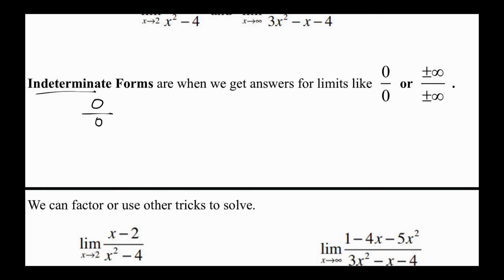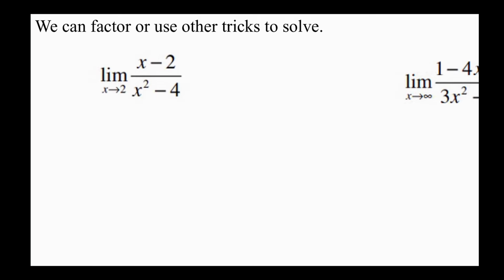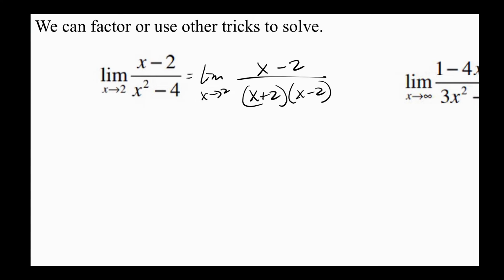So back then, back in August, what did we do? Sebastian, you said it earlier. What did we do to get around that? Factor, right? We saw the first guy we can factor, right? I can rewrite this. The bottom is difference of squares. X plus 2, x minus 2, right?